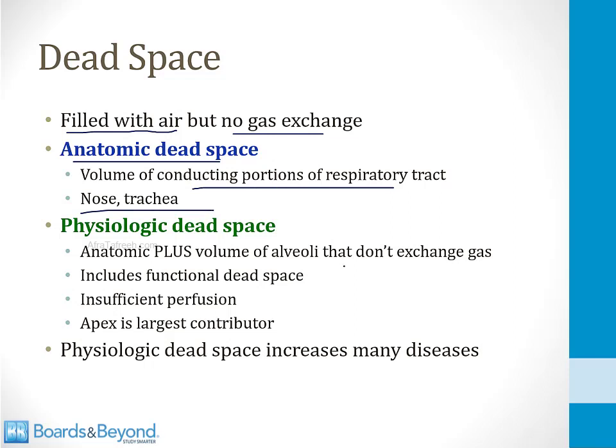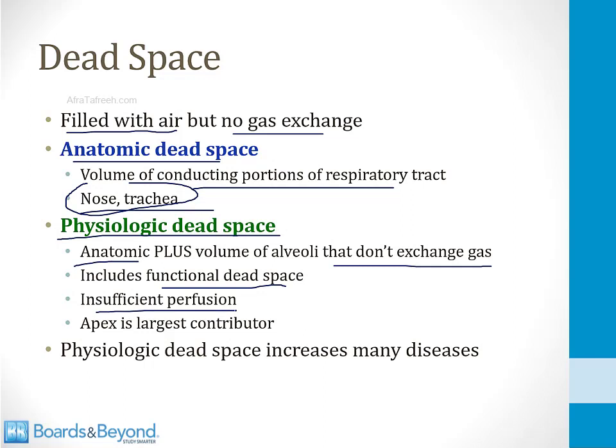There are also alveoli that don't exchange gas. These are functional dead space, meaning they should exchange gas, but they don't because of the way the system is set up. So we refer to physiologic dead space as the total dead space in the lungs. It's the anatomic dead space, like from the nose and trachea, plus alveoli that don't exchange gas. One of the main reasons for physiologic dead space being greater than anatomic dead space is that there's insufficient perfusion to parts of the lungs.